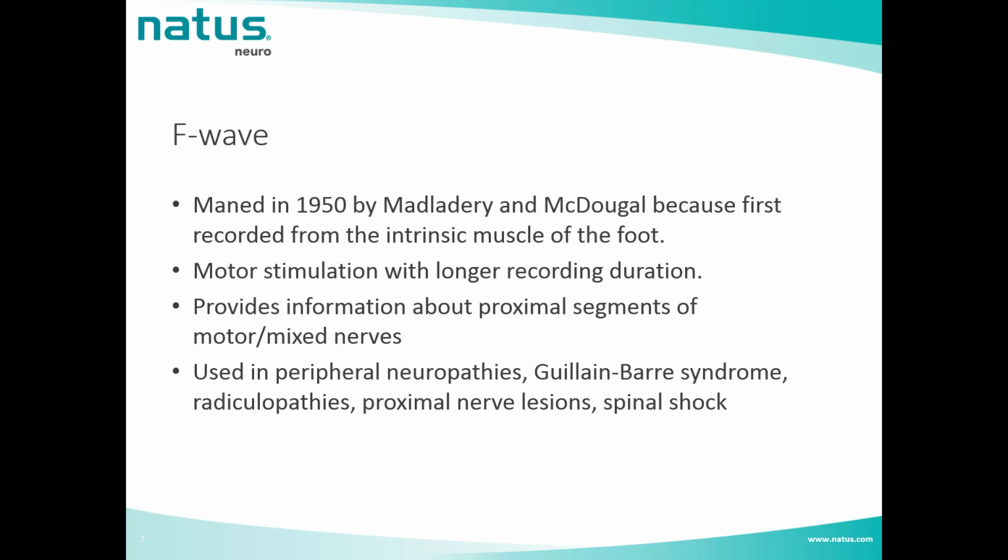This will provide information about proximal segments of motor or mixed nerves, and it can be used on any motor and mixed nerves. It comes generally after we had already a motor study giving us information about distal segments of the nerves, and therefore will mainly focus on the proximal segments. F waves are generally used in peripheral neuropathies, in Guillain-Barré syndromes, radiculopathies, proximal nerve lesions, spinal shock.